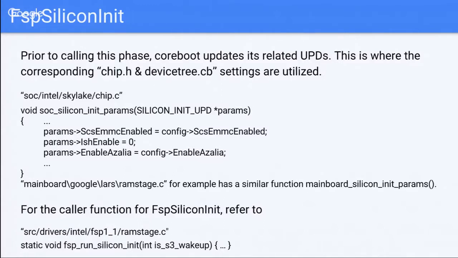What you do is add to chip.edge, configure that in device tree, and add specific lines into respective functions, depending on what phase that UPD belongs to. That's the ideal case. If you don't find the configuration option that's provided by FSP, you want to send a request to Intel, ask for adding.